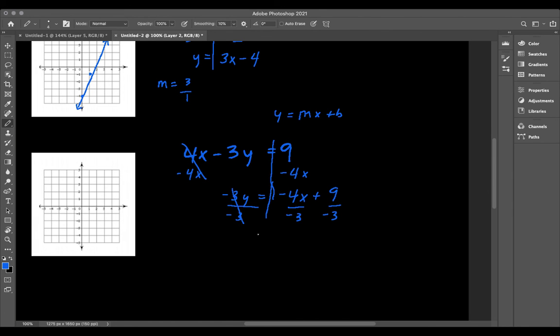So this cancels, and I end up with y equals 4/3 x. Now we have -3 and 9, so that gives us -3 right here. So y equals 4/3 x minus 3. And that's how it would work.